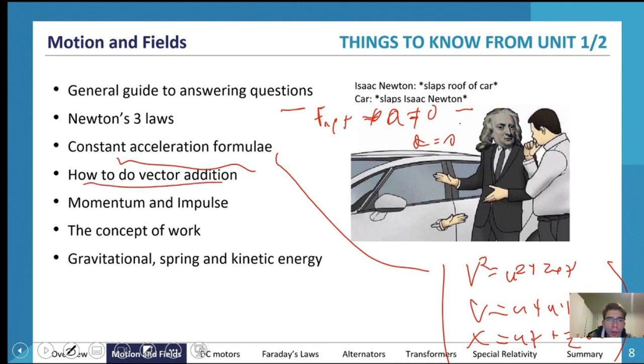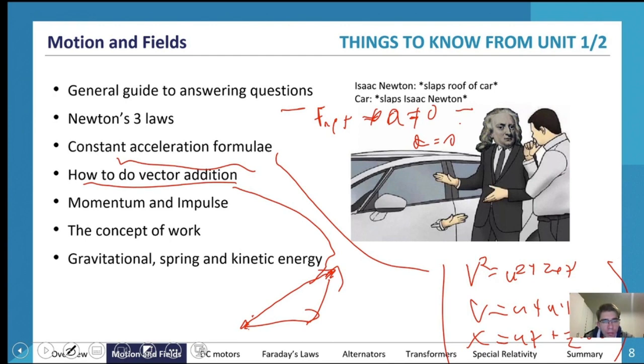You need to remember how to do vector addition, and if you recall, we learned it by saying the head to tail method. So if you have one vector going to the right, one vector going up, vector addition will essentially be from one point to another point, right, from head to tail. And of course vectors are represented with arrows.